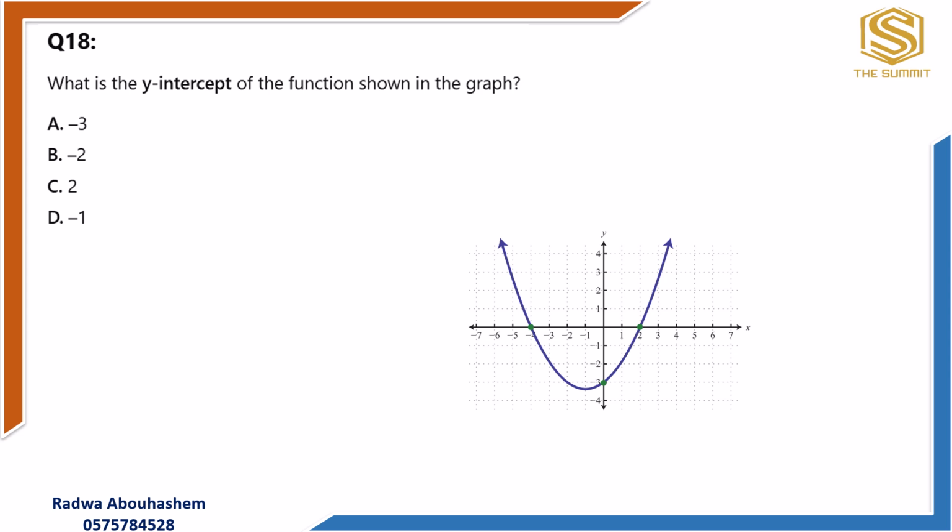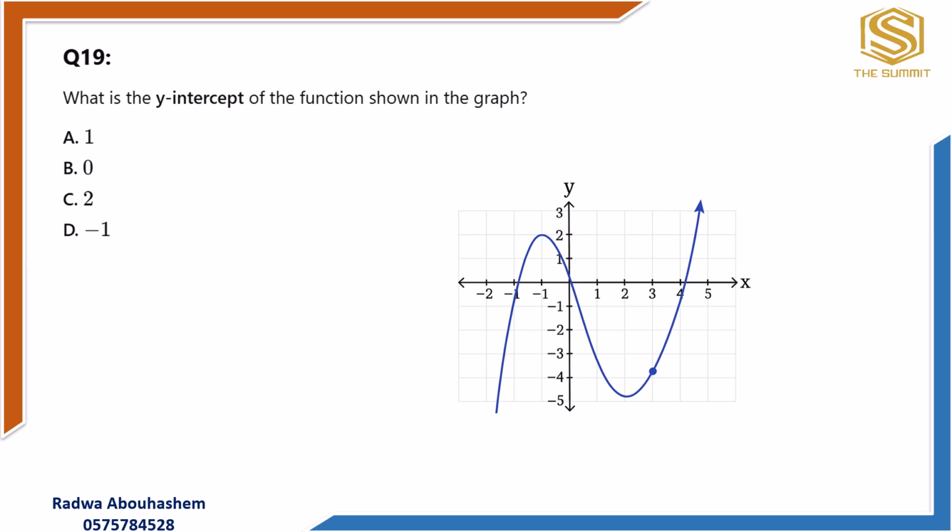What is the y-intercept? Y-intercept means where your graph cuts the y-axis, and this means x equals 0. So here, 0 and -3. If he's asking about the coordinates, it would be (0, -3). If we just ask about the y-intercept, it could be -3. Again, what is the y-intercept? Y-intercept means where your graph cuts the y-axis. So here it's at 0.